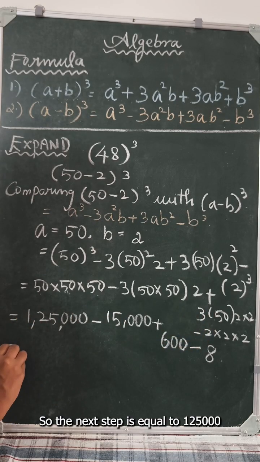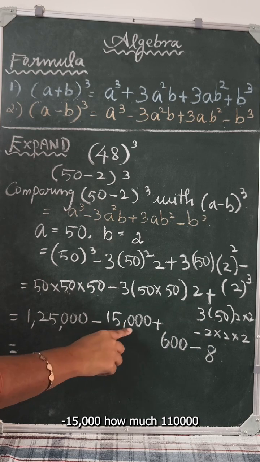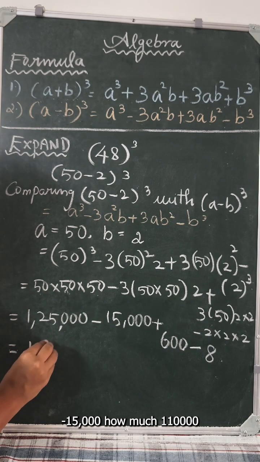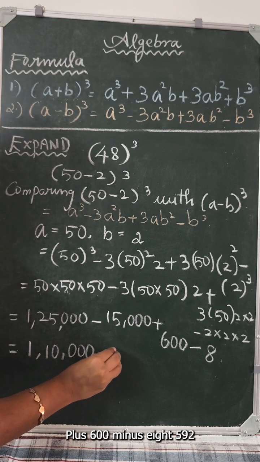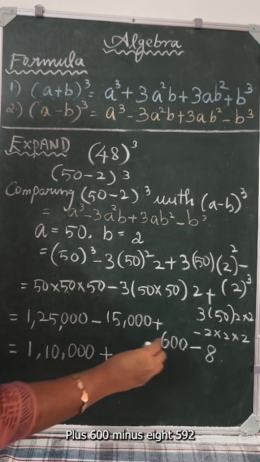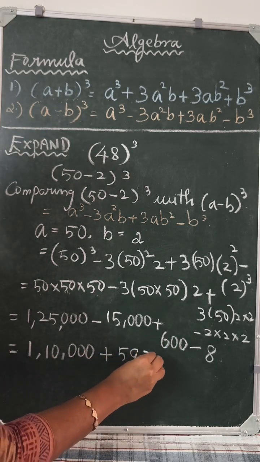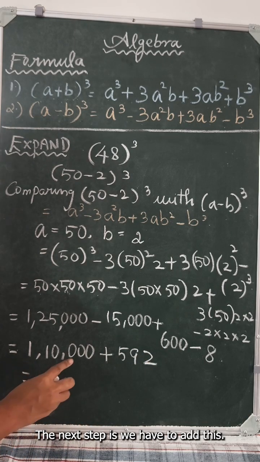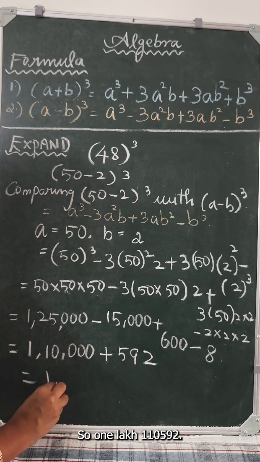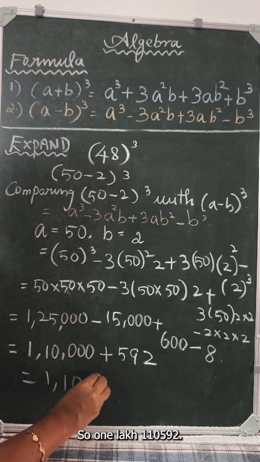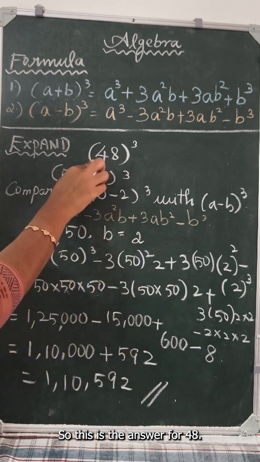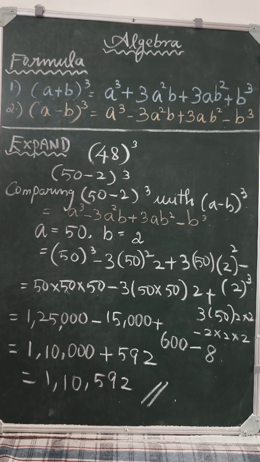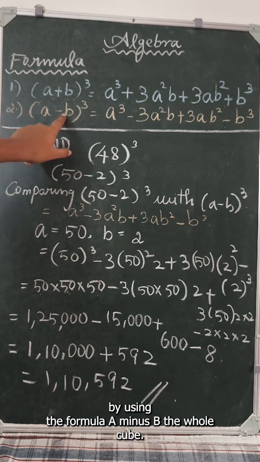So the next step is equal to 1,25,000 minus 15,000 how much? 1,10,000, plus 600 minus 8, 592. The next step is we have to add this. 1,10,592. So this is the answer for 48 the whole cube by using the formula a minus b the whole cube.